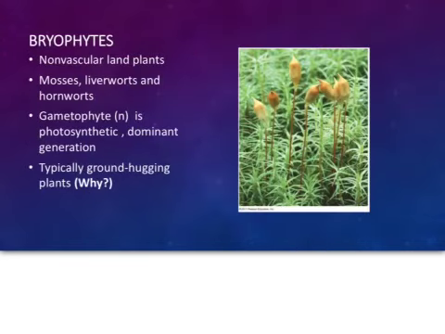All right, so let's start off by talking about one of our main classes of plants. These are the bryophytes. And bryophytes are non-vascular land plants. Examples would be things like mosses and liverworts and hornworts. These are hornworts that are pictured right here.